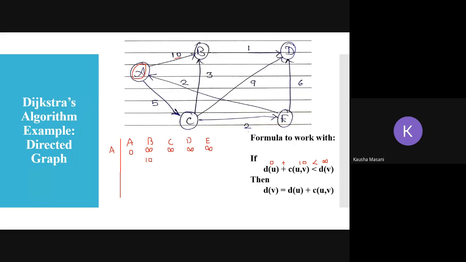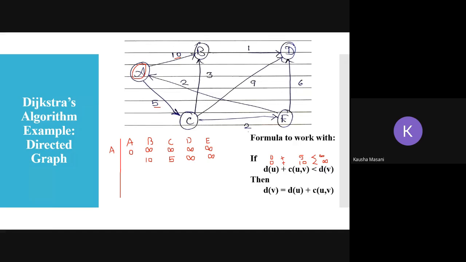All right, now from A being the source, what is the next destination? C. So again go and check: 0 plus the edge weight, that is 5. So 0 plus 5 is less than infinity. Yes, so you are going to update the value 5. As there is no direct arrow from A to D and from A to E, you are going to write infinity and infinity.